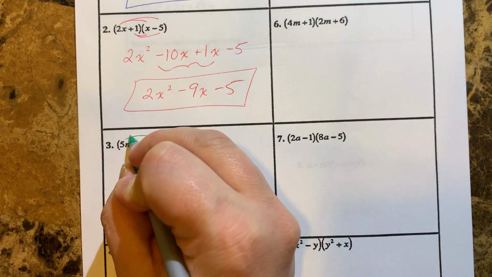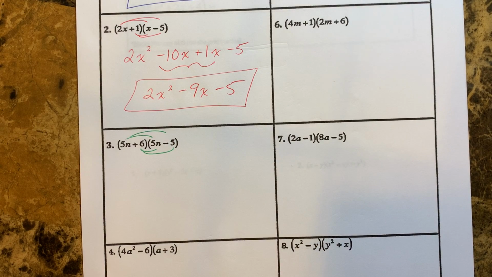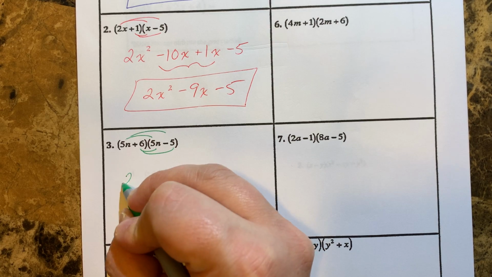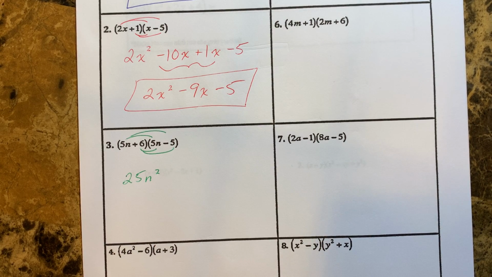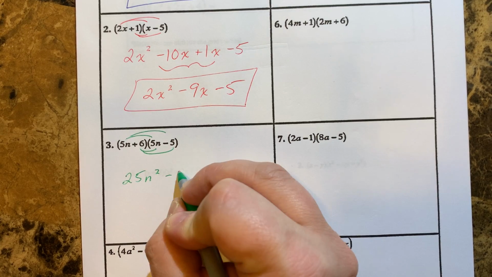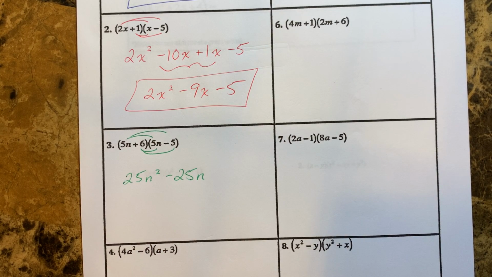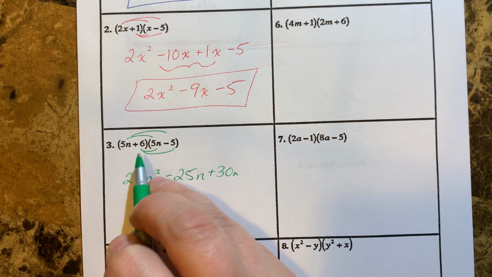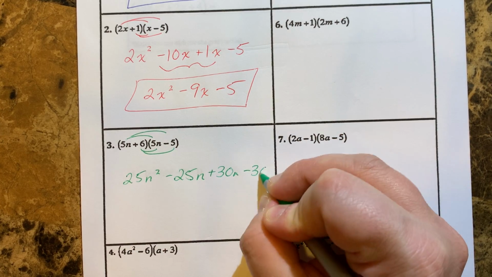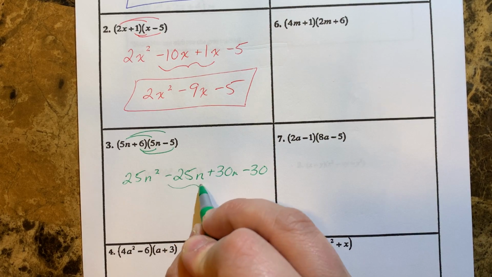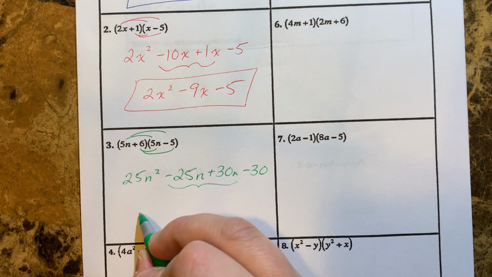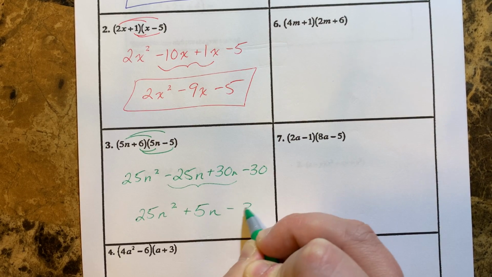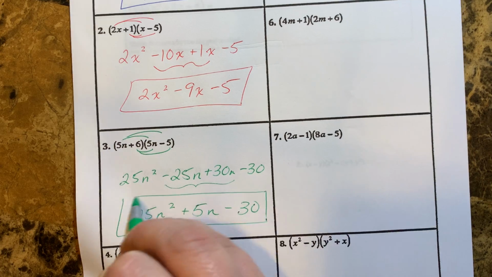So here, first, outer, inner, last. 5 times 5 is 25, and n times n is n squared. So that's 25n squared for the first two terms. 5n times negative 5 would be negative 25n. 6 times 5n would be positive 30n. And 6 times negative 5 is negative 30. So if we combine those two n to the first powers together and rewrite our answer, we get 25n squared plus 5n minus 30 as a final answer, a trinomial.